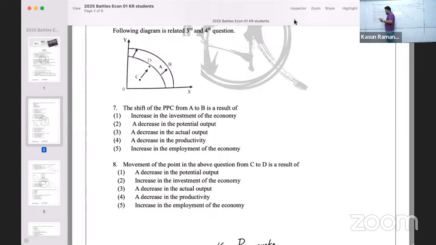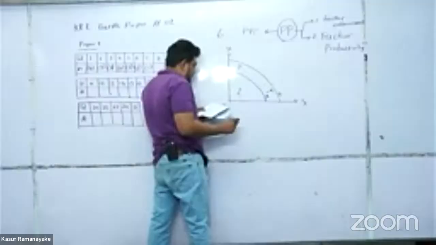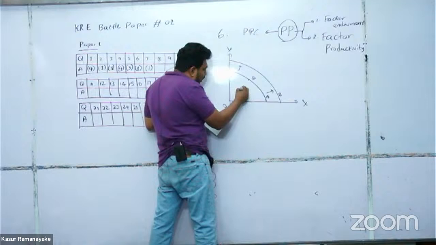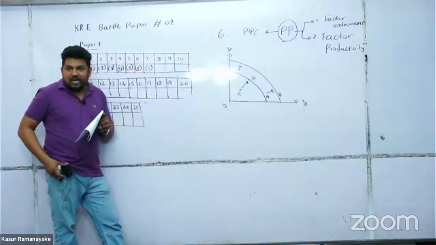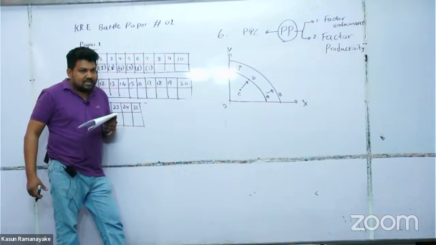Question number eight. Movement of a point. Look at it. C to D. C is here. Look at the board. C is here, and D is here. Then it's moving from C to D. Can you see? Understood? Moving from C to D, you know? Moving from C to D means what is the thing that would take place?